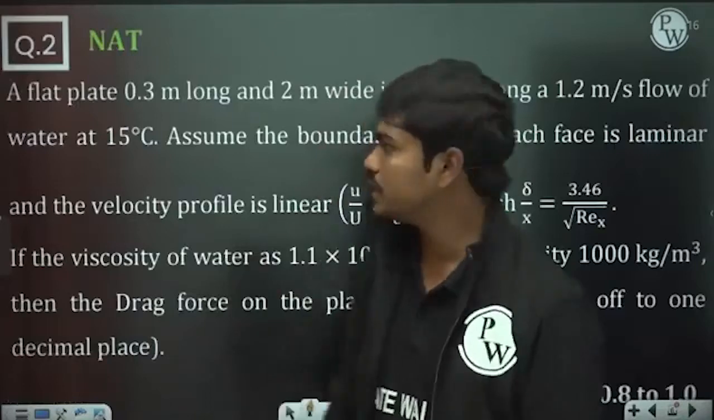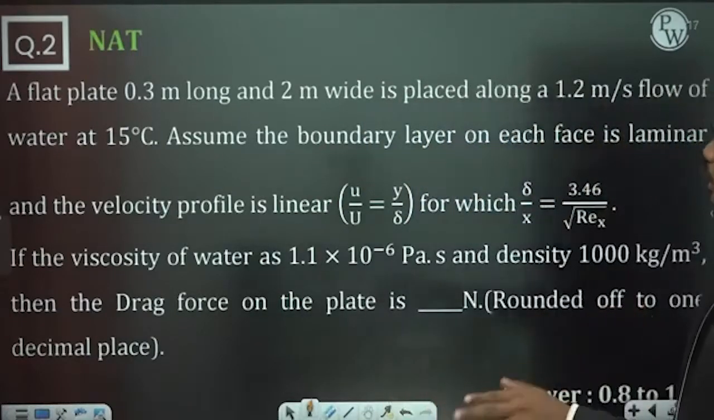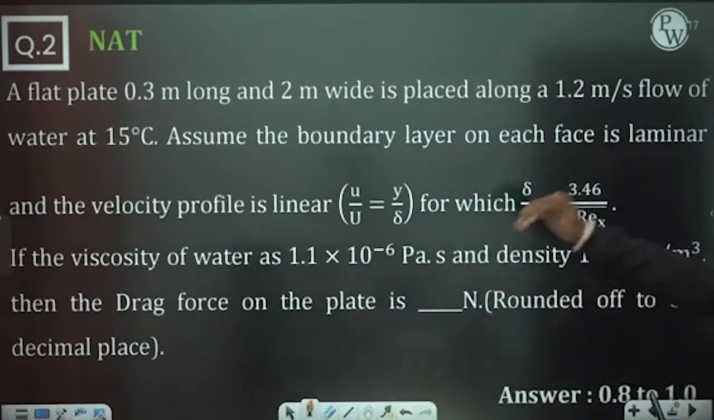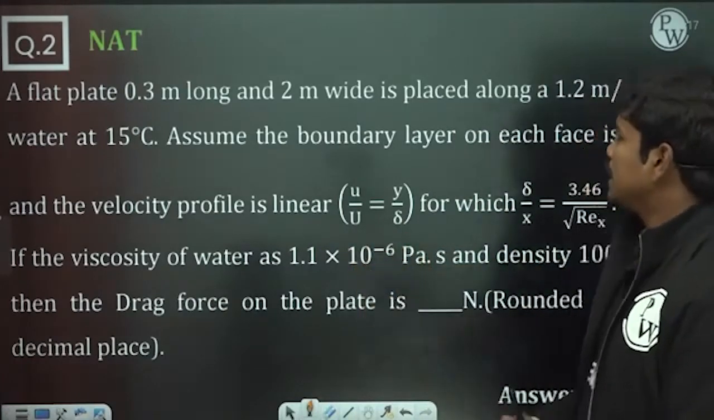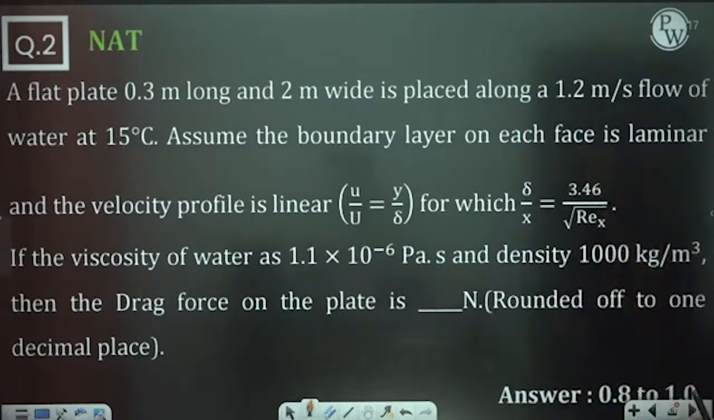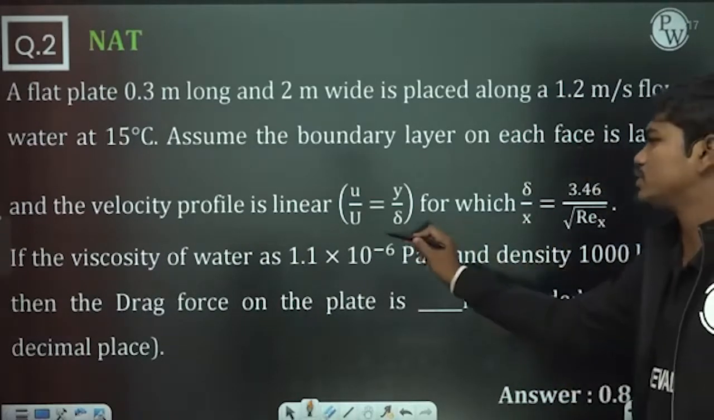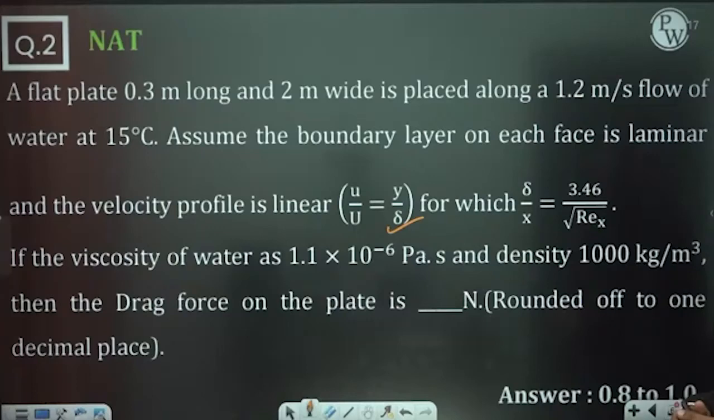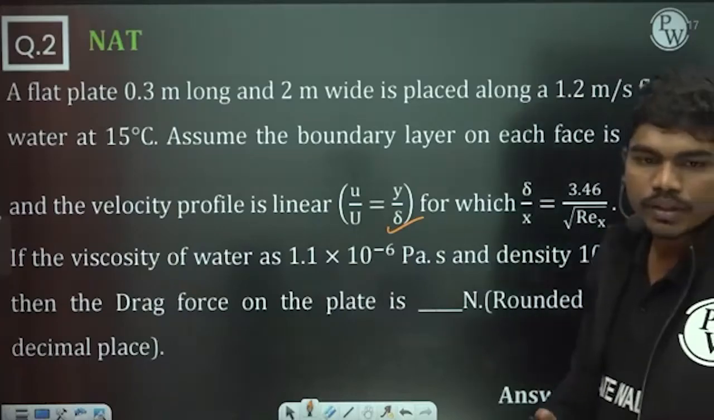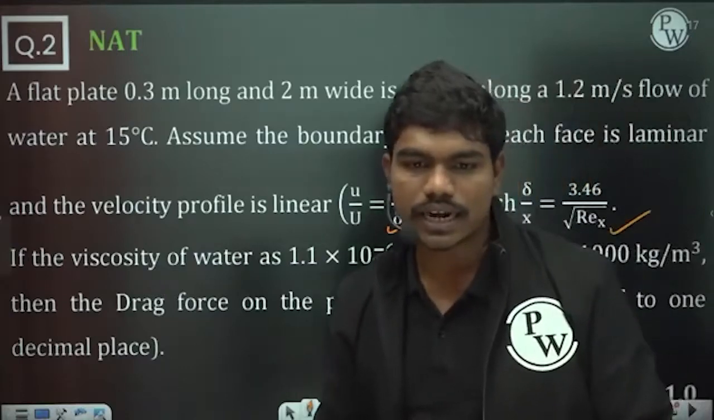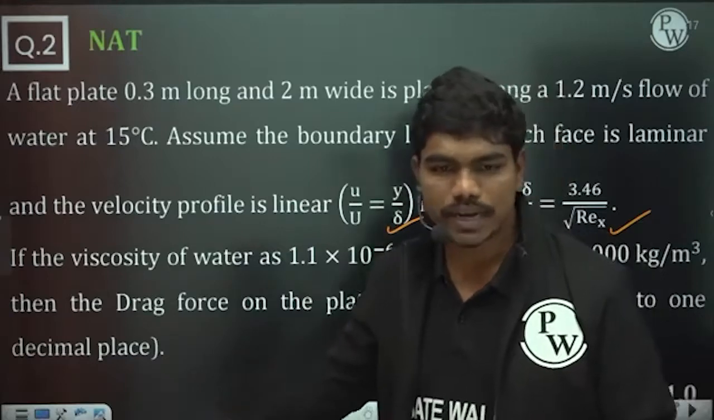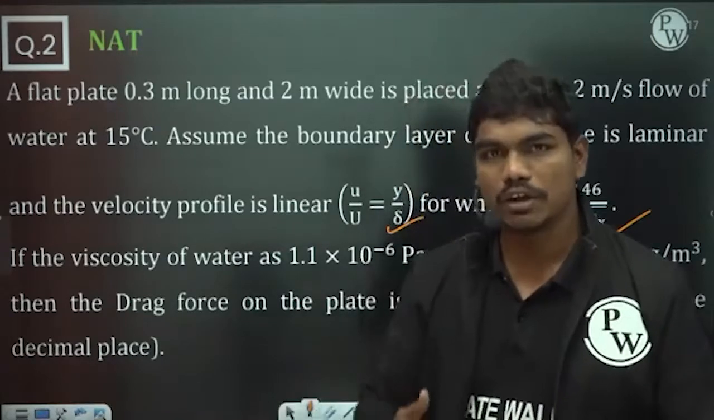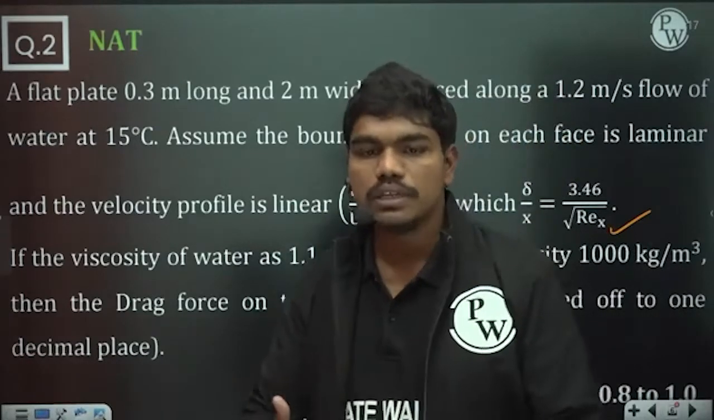So let us try to solve this question. A flat plate 0.3 meters long and 2 meters wide is placed along a 1.2 meters per second flow of water at 15 degrees Celsius. So normal temperature. Assume the boundary layer on each face is laminar, of course, and the velocity profile is given by a linear profile, U by capital U is equal to y by delta, for which delta by x is given by this relation. Okay, after solving this question, I'll spend some time and give you the exact meaning of displacement, momentum, and also energy thicknesses.